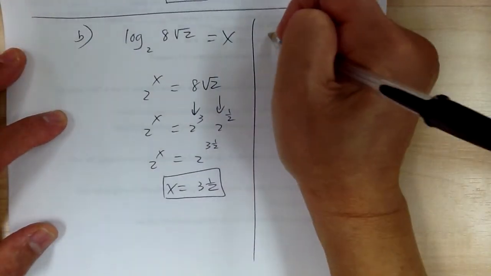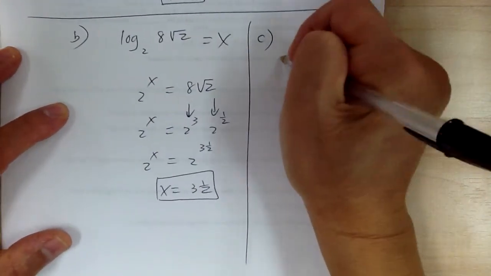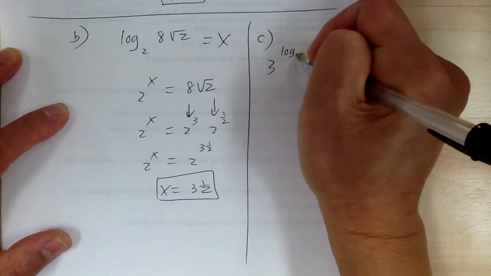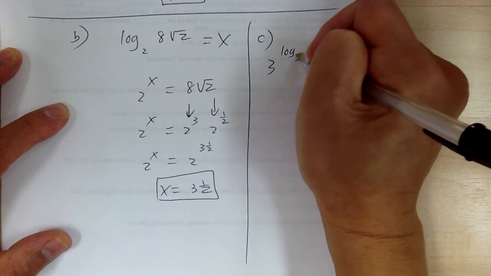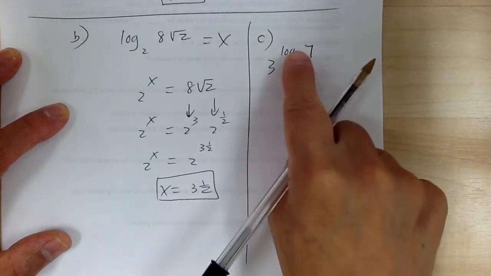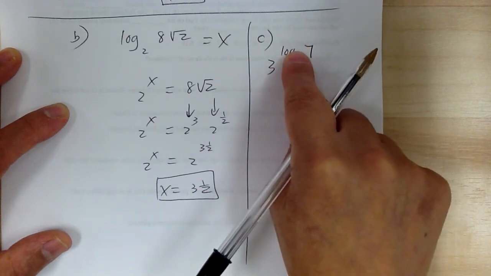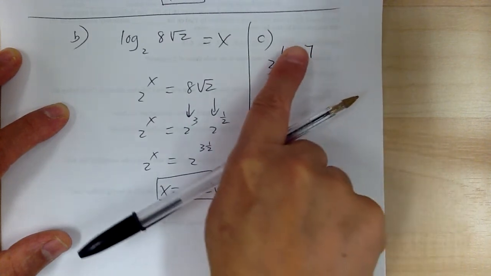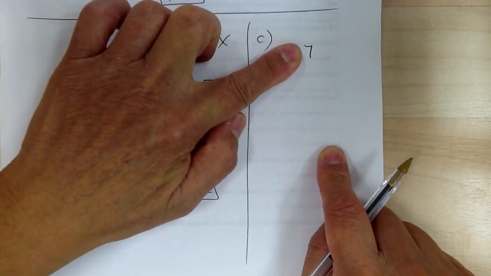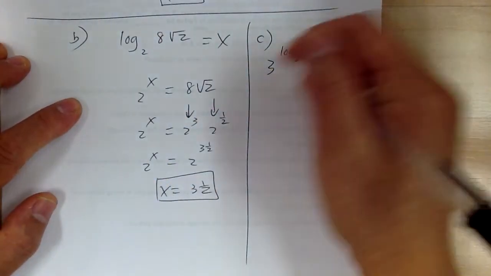Okay, now let's go to C. You have 3 to the log base 3 of 7. Now remember, the exponent of the log of the same base will cancel out. So if you know that, the answer will be 7 already. Okay. Now if you don't get that, that's fine. You can just follow the same thing.